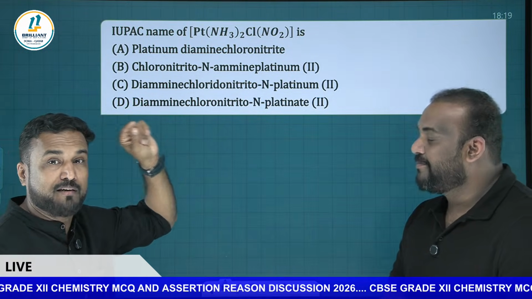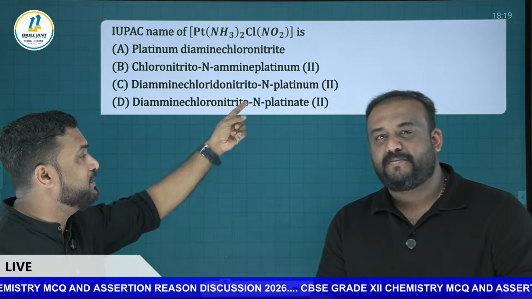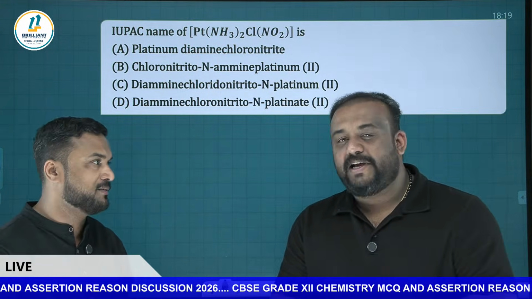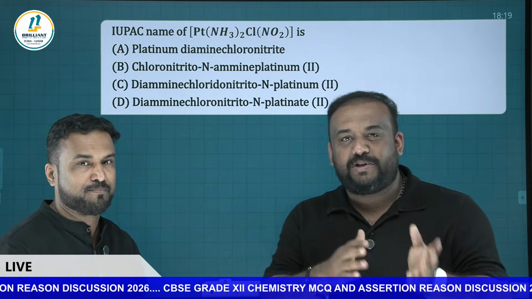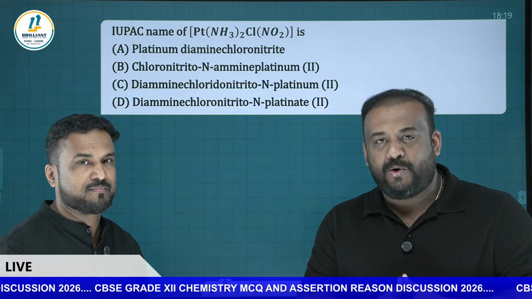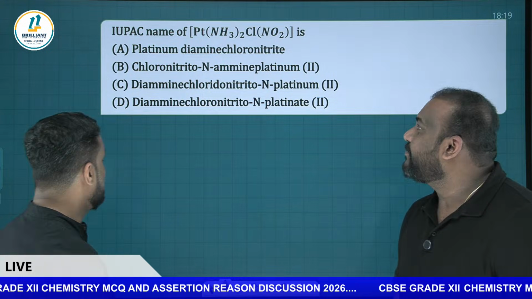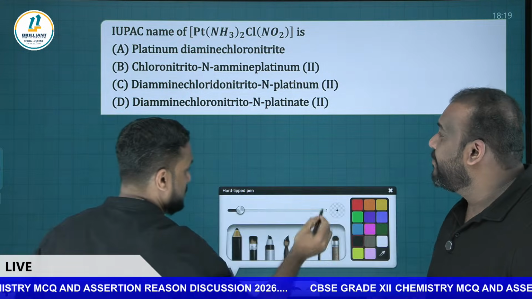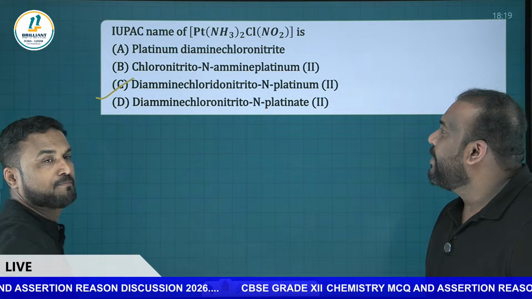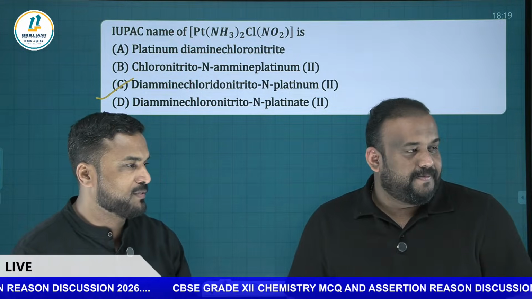Keep in mind whenever they are asking to write directly, you should not forget that N because nitrite is an ambidentate ligand. So we have both nitrito-N as well as nitrito-O, which is ONO. In this case, it is nitrito-N. So we will be getting this one. The right answer for this one is C. Okay, almost all of you sent the right answer.